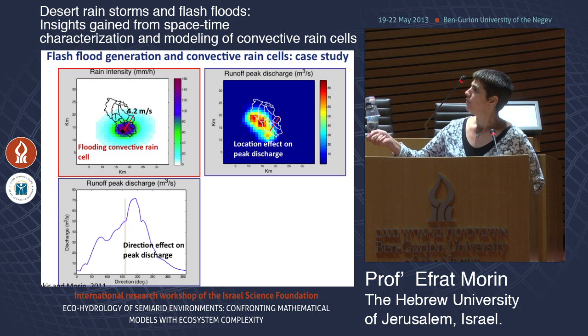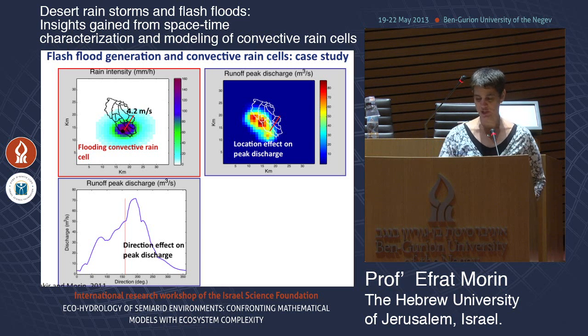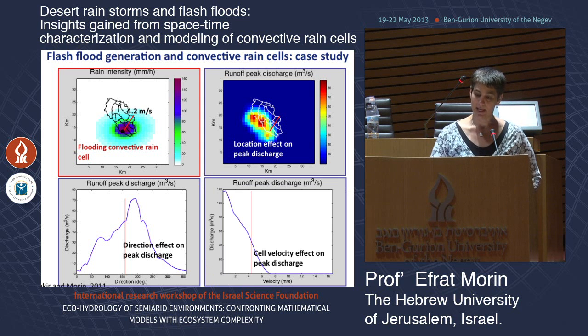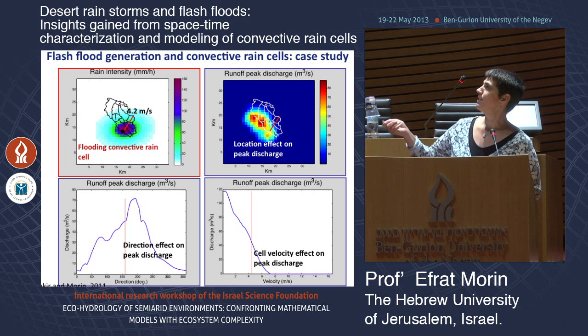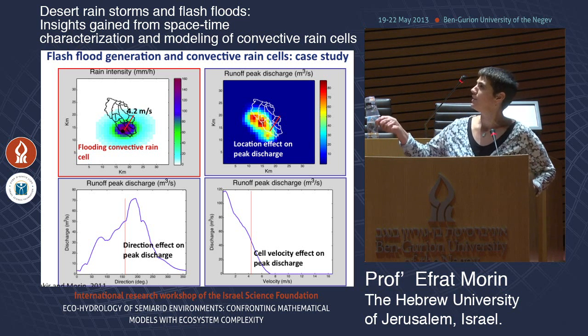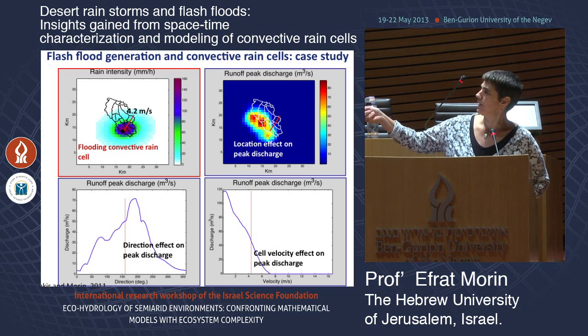If we change direction, this is the direction of the movement, this is the original direction. If we change direction more towards the catchment, it will be maybe 50% more just by a small shift in the direction. And the speed, which is very important, this is the original. If it goes slower, of course, it's not surprising, there is more rainfall in the catchment, but the peak discharge will be almost doubled.